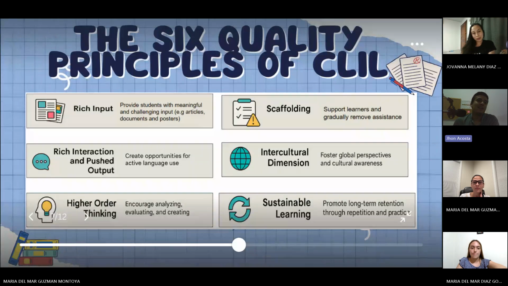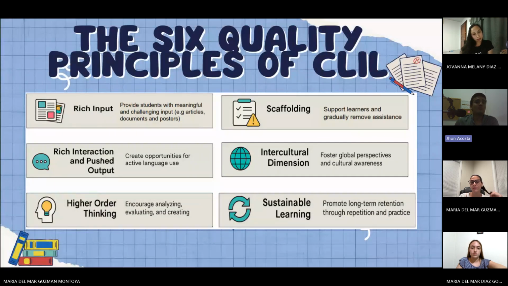To make CLIL work, we need to do more than just have a good idea. We need to have a good structure also. One helpful model was provided by Mehisto in terms of the six quality principles for CLIL. The first principle is rich input, which is basically giving the students a form of input that is meaningful and challenging. For example, real articles, documentaries, posters. Also, we can use infographics or short documentaries.